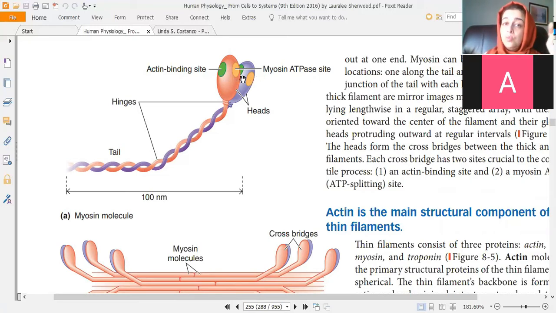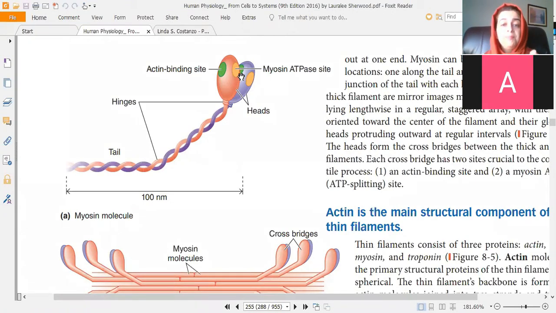You can see that there are 2 myosin heads for each myosin molecule. Because these 2 fibers, the tails will wind around to make one stalk, but the 2 heads act separately. Each of these heads has 2 sites. You can see a yellow globule over here, this yellow circle and the green circle.